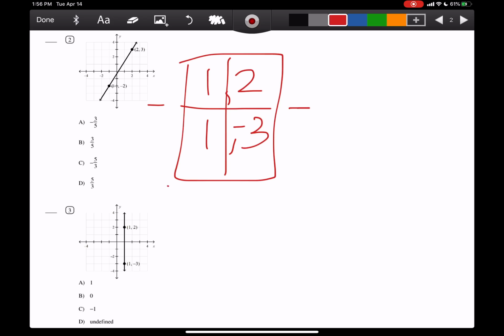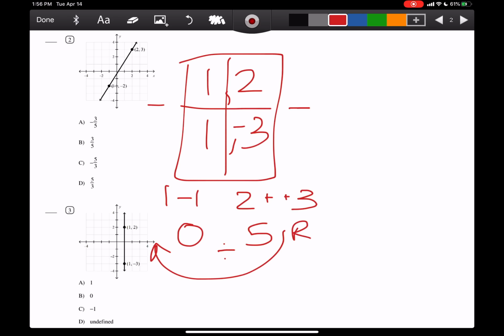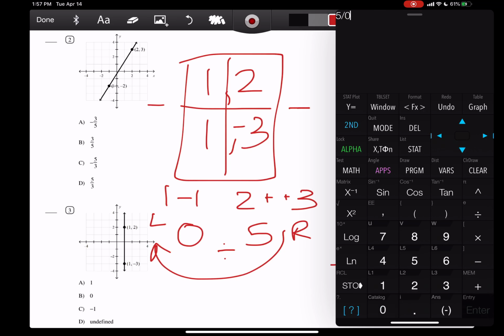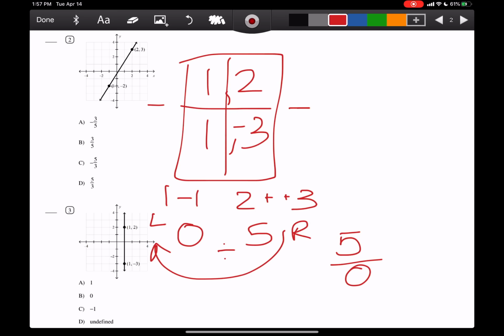Subtract from top to bottom. So 1 minus 1. 2 minus a -3. 1 minus 1 will give me 0. 2 minus a -3 will give me a +5. I'm going to divide from right to left. So I'm going to be dividing by 0. We know that in rules, you cannot divide by a 0, even if we go to our calculator here. If we do 5 divided by 0, it's going to give you a divide by 0 error. So we know that if you cannot divide by 0, then your answer must be undefined. We know that the answer is going to be D here.